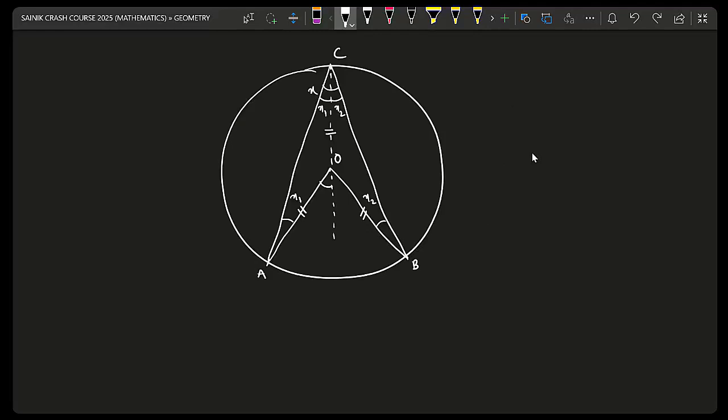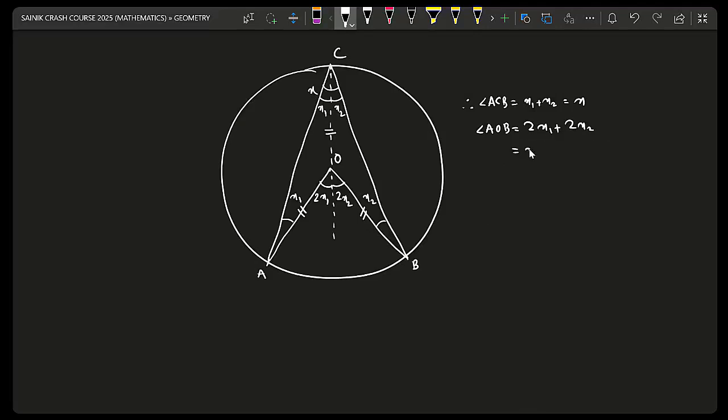So using that property, this is going to become 2x1. x1 plus x1 is going to become 2x1. Similarly, in this triangle COB, x2 and x2 if you add, it's going to become 2x2. Therefore, angle ACB is x1 plus x2, which is nothing but x. Angle AOB is nothing but 2x1 plus 2x2.